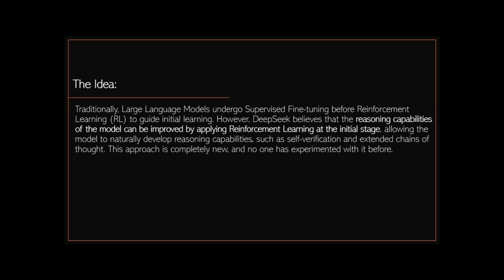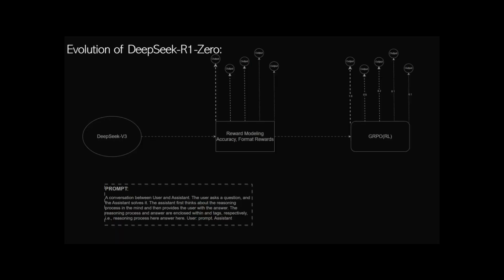The main idea or hypothesis behind DeepSeek models is this: traditionally, if you take any large language model, first it will undergo supervised fine-tuning before applying any reinforcement learning. But DeepSeek believes that the reasoning capabilities of the model can be improved by applying reinforcement learning directly to the base model without any supervised fine-tuning. This is a completely new concept and no one has experimented with it before. To test this idea, researchers started working on DeepSeek-R1-Zero.